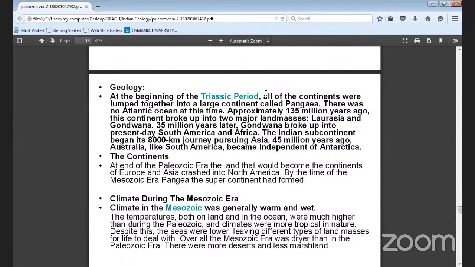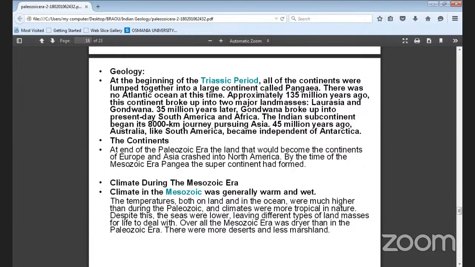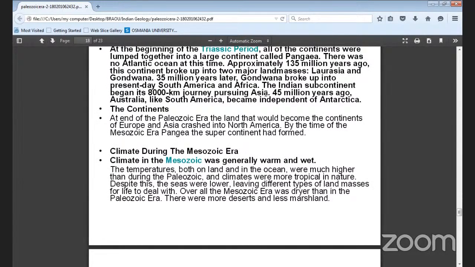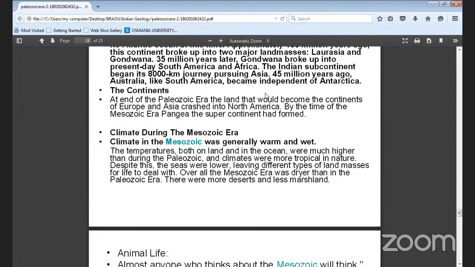Thirty-five million years later, Gondwana broke up into the present day South Africa and South America. The Indian subcontinent begins its 8,000 kilometer journey toward Asia. Forty-five million years ago, Australia, like South America, became independent of Antarctica. The continents were formed. At the end of the Paleozoic era, the land would become the continents Europe, Asia, and North America by the time of the Mesozoic period. Pangaea, a supercontinent, had formed.